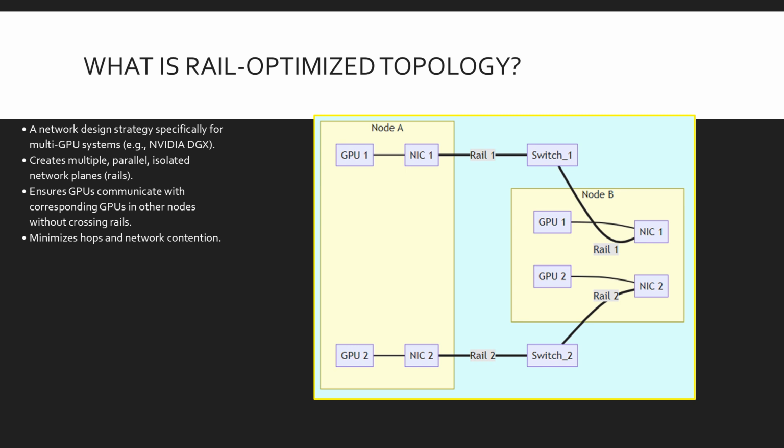This diagram illustrates the concept simply. Notice how GPU1 in node A connects to NIC1, which connects to a dedicated switch 1. This is rail 1. It connects directly to GPU1 in node B. Simultaneously, GPU2 uses a completely separate path, rail 2. They do not compete for bandwidth on the same switch, ensuring clear, fast communication paths for parallel processing.